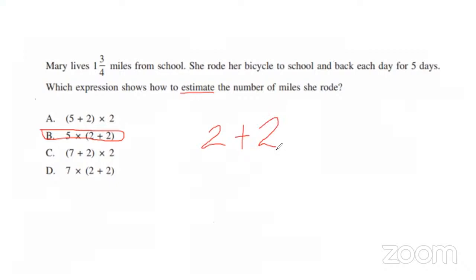And she does this for 5 days. So in order to estimate how many miles she would have done for that week, we need to multiply that 5 days by the 2 plus 2. So it would be 5 times 2 plus 2. And if you're writing algebra, you could write it in a shorter way: 5 outside the bracket, 2 plus 2 in the bracket. But the correct answer, which is given here, is 5 times 2 plus 2.